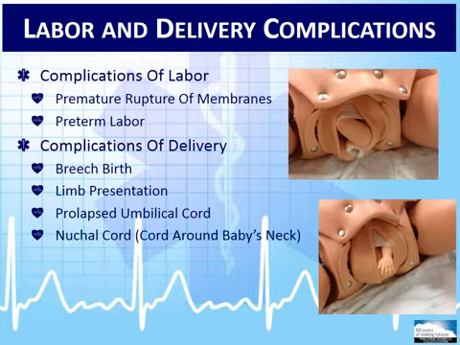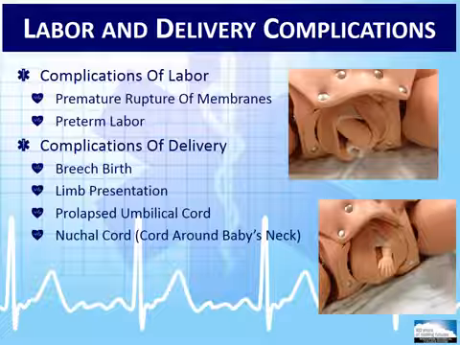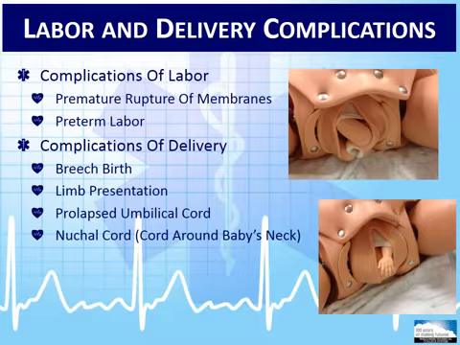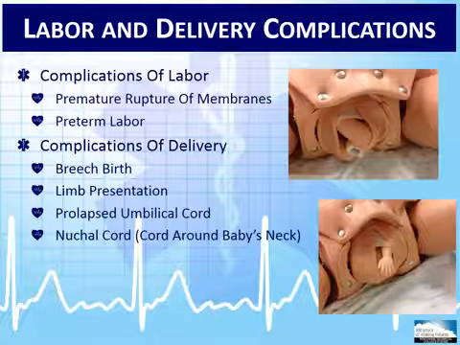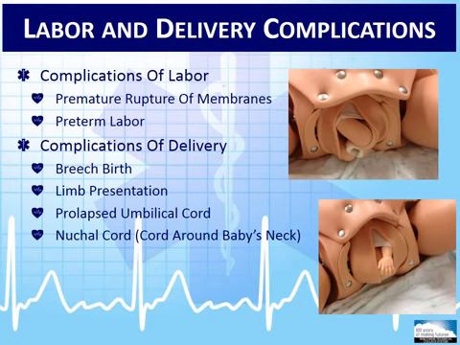A nuchal cord occurs when the umbilical cord is wrapped around the baby's neck. If not resolved quickly, the cord can strangulate the baby during delivery, preventing blood and oxygen from reaching his or her brain. If it is noted during delivery that the umbilical cord is wrapped around the baby's neck, attempt to loosen the cord from around the neck, preferably by moving the cord down over the baby's shoulders. Be cautious when moving the cord, as the EMT does not want to tear the cord.